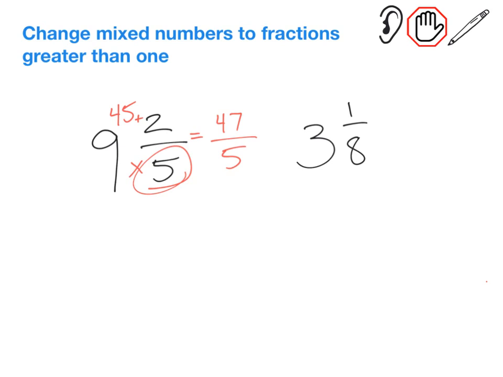So 9 and 2/5 is the same as 47/5. Now let's turn 3 and 1/8 into a fraction greater than 1. So first we multiply the whole number by the denominator, so 3 times 8, which is 24. And then I add that number to the numerator, so 24 plus 1 is 25, and the 8 just stays as the denominator. So it's 25/8 is the same thing as 3 and 1/8.